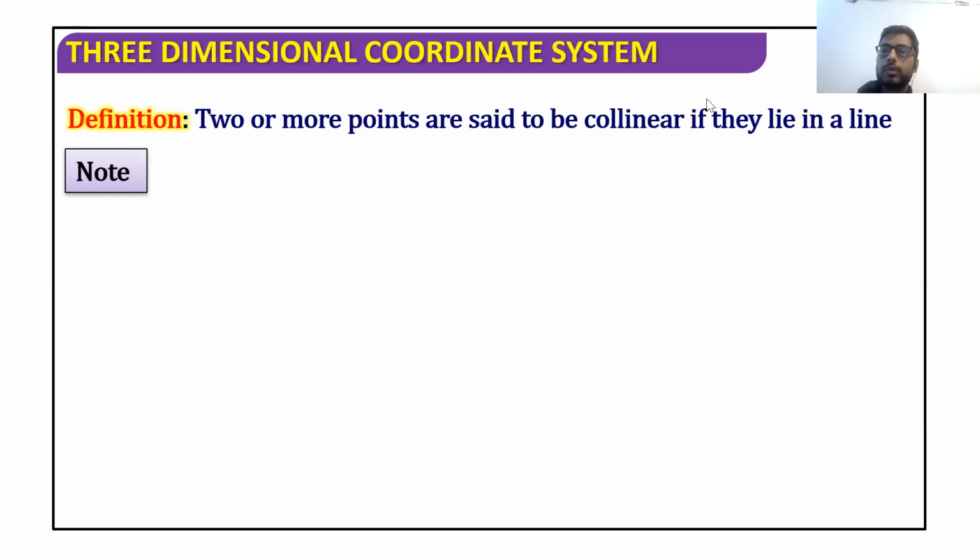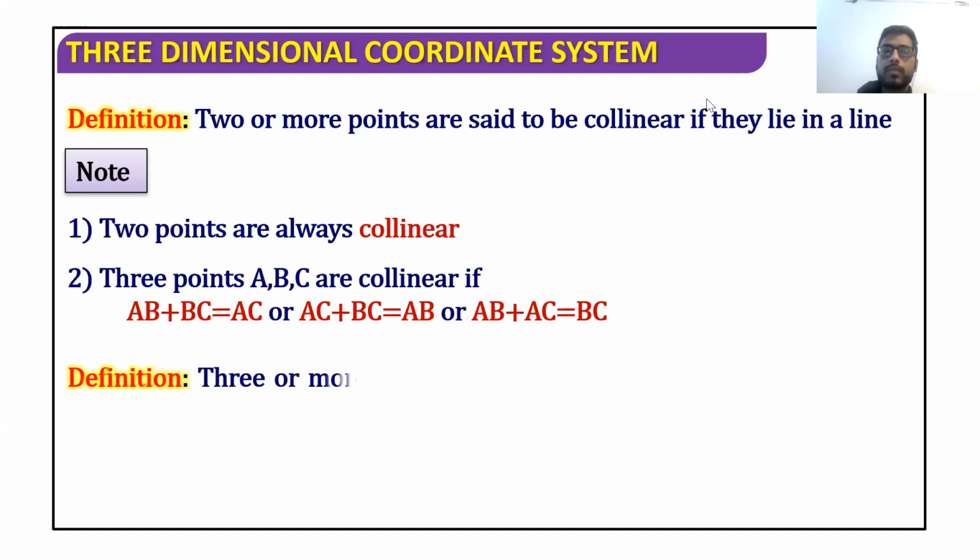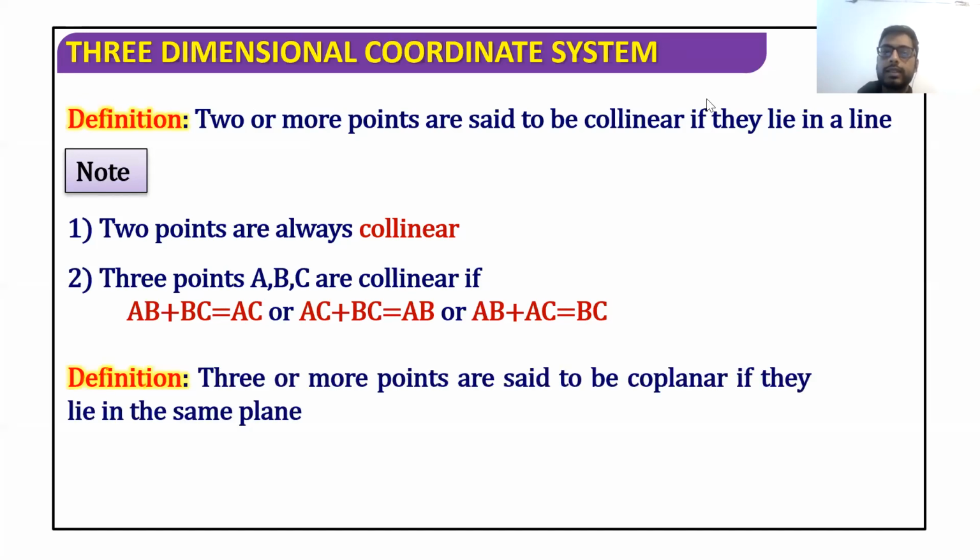Two points or more than 2 points will be collinear if they lie on the same line. So if there are 3 points and I have to show that the 3 points are collinear, I can show them in this way: AB plus BC is equal to AC. So the addition of any two sides should be equal to the third side.